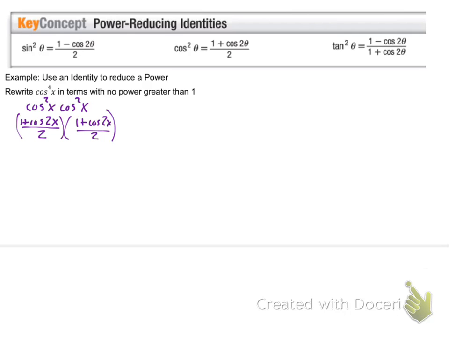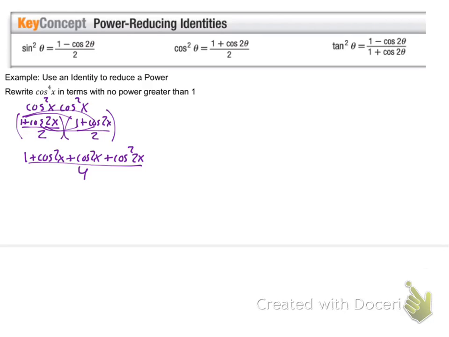Now if you notice on top, I would have to FOIL. So there'd be 1 times 1, which is 1. 1 times cosine 2x is cosine 2x. Another cosine 2x times 1, so cosine 2x. And cosine 2x times cosine 2x is cosine squared of 2x. That's going to be all over 4 because you multiply across. So everything's fine here except for that last part.